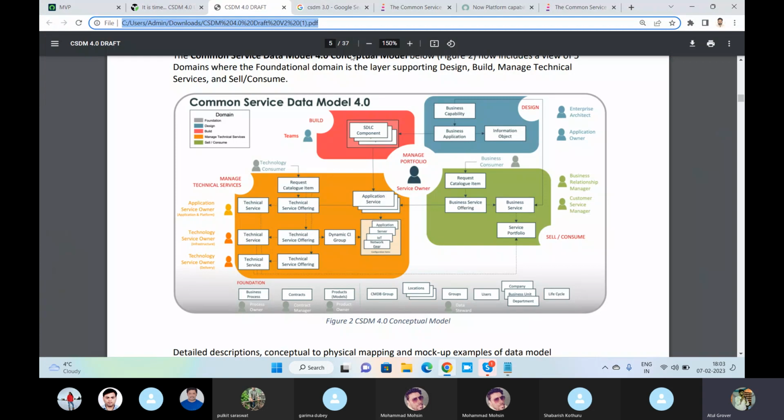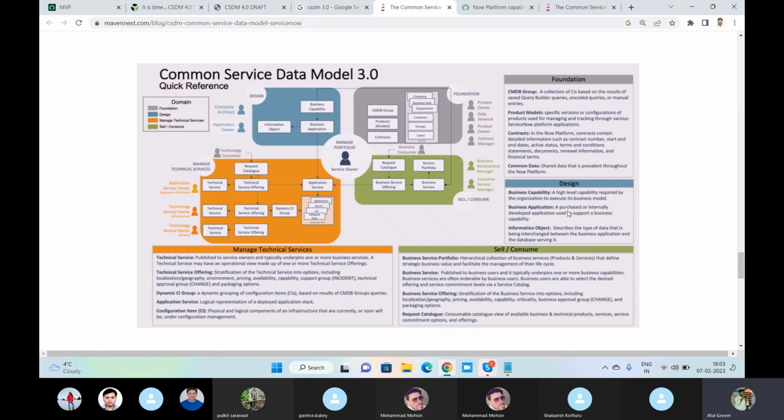So what is the business application here? A business application is a purchased or internally developed application used to support a capability. What is the meaning of this?